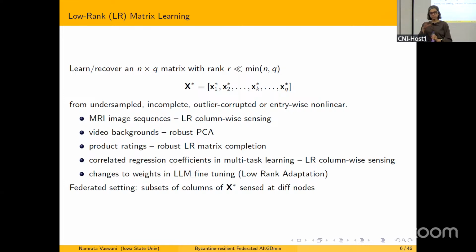And then in this particular talk, we are primarily focused on the federated setting, although the algorithms work in the centralized setting too. And the federated setting we consider is subsets of columns of X star are sensed or measured at different nodes. So vertical federation.